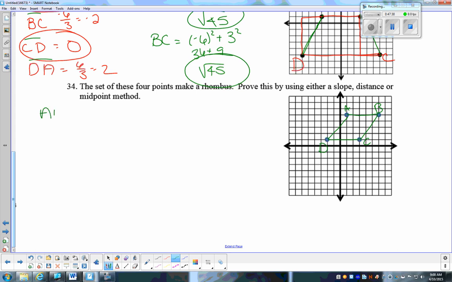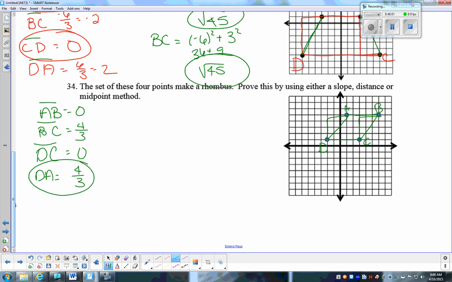So AB has a slope of 0. BC has a slope of up 4 over 3. DC has a slope of 0. And DA has a slope of up 4 over 3. So we know we have a parallelogram because we have two pairs of opposite sides parallel. So let's check all of our distances.